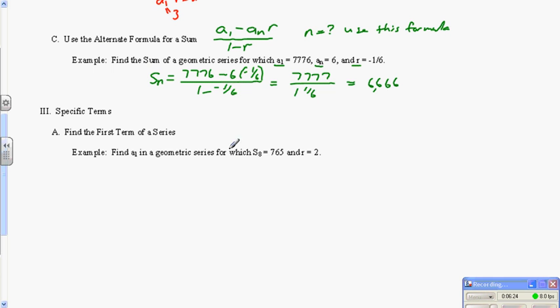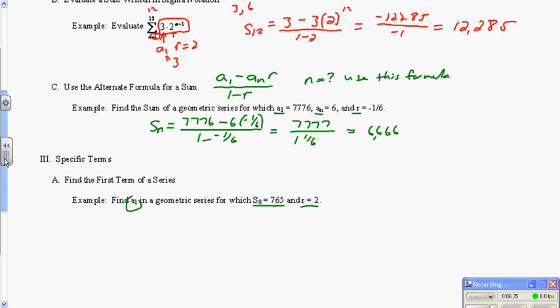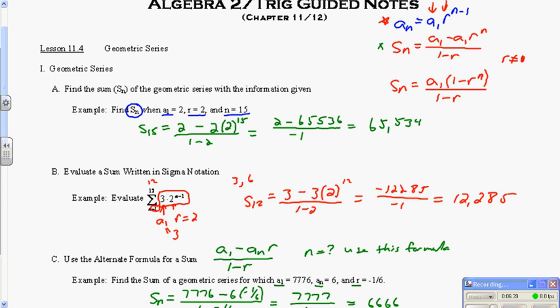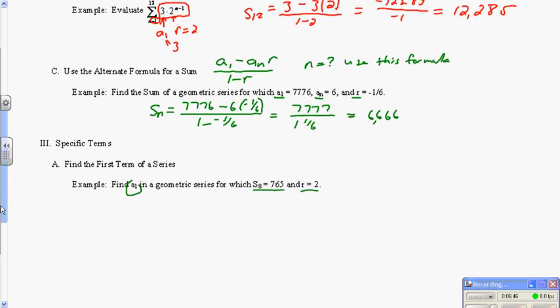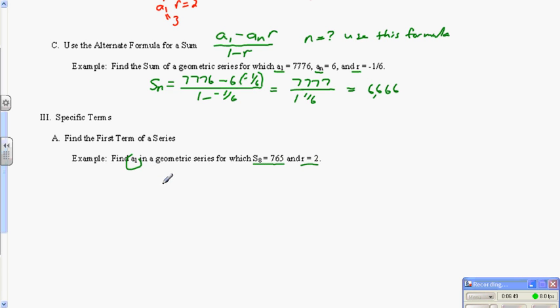Find a sub 1 in a geometric series in which you know s sub 8 and r. You want to know the first term. In this case, since we haven't used it yet, let's use the other equation that we had up above, because a sub 1 is just one of them there, so a little bit less algebra to worry about. Oops, excuse me, I got my formula wrong. Hang on. It's going to be a sub 1 and then 1 minus r to the n, all over 1 minus r.